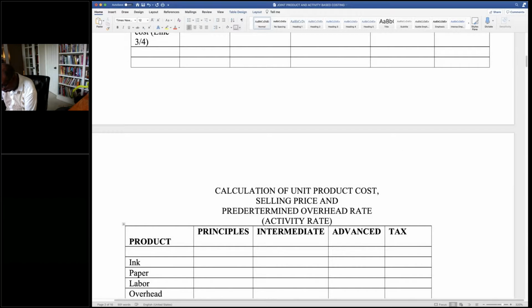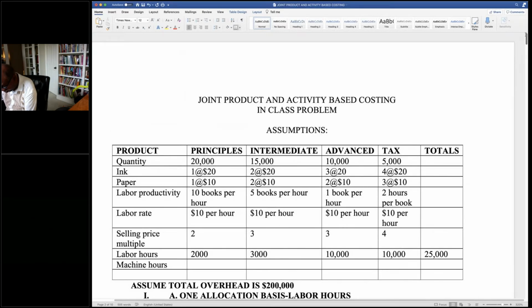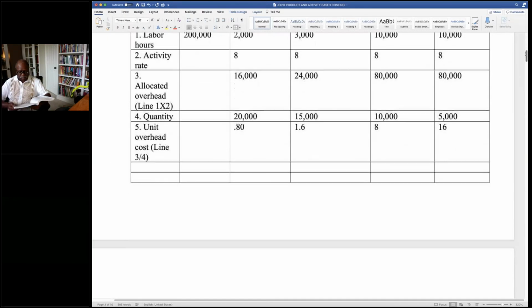Okay, so for ink, for principals, it's gonna be $20. For intermediate, it's gonna be $40. For advanced, $60, and tax is $80. And that's where we got the numbers from. And if we go back up, we see that the paper is 1 for 10 for principals, intermediate 2 for 10, advanced 2 for 10, and tax is 3 for 10. So we're gonna go back down.